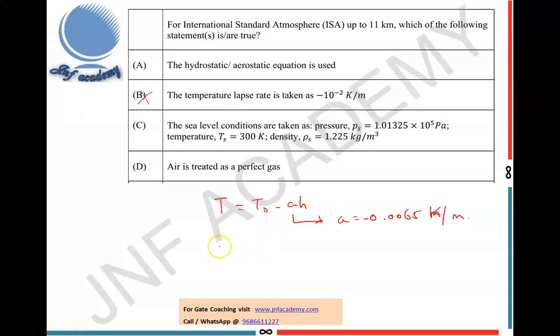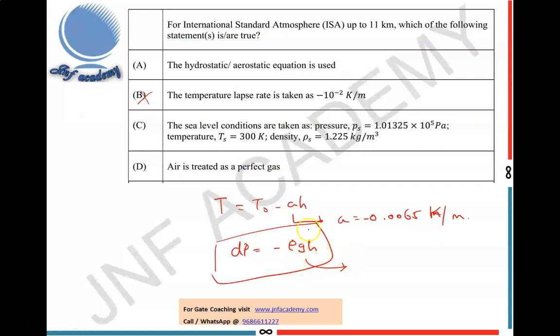So now, using this temperature relationship, we also derived the pressure variation and the density variation along the altitude, right? In flight mechanics, to derive the pressure variation and density variation along the altitude, we have used the hydrostatic equation, right? So dP is equal to minus rho g dh. This is the hydrostatic equation, and we started with it.